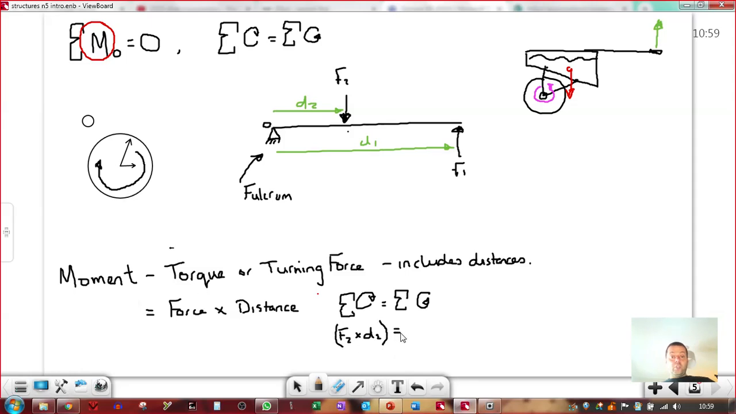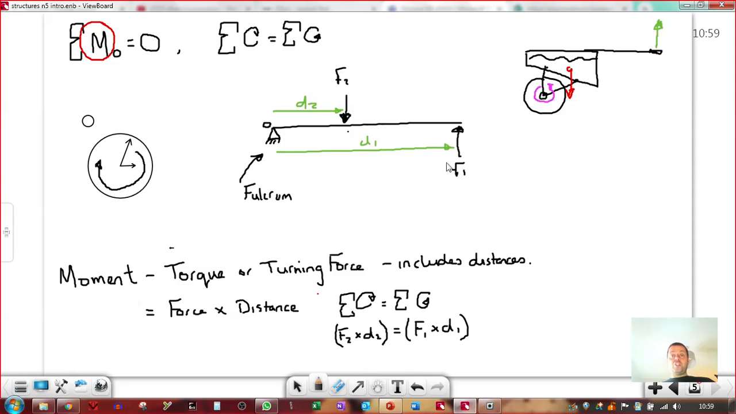That's the one and only clockwise moment. And then there's only one anti-clockwise moment, and it's F1 multiplied by D1. As long as that force times that distance gives me the same number as that force times that distance, then this beam isn't moving. This thing is not moving. Does that mean the numbers operate? You know what I mean? So F1 is further away, but D1 is bigger.